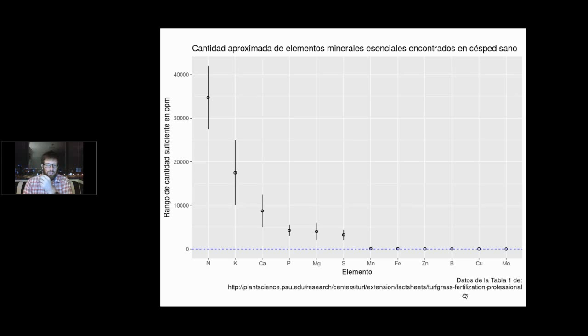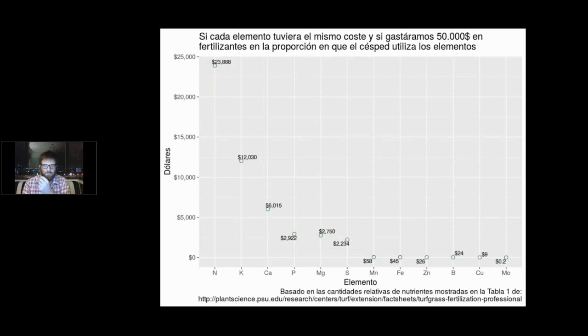Sometimes I think it's difficult to think in terms of parts per million or percent. So I thought of something that everybody's familiar with, which is money. And I said, let's represent these data. Let's say we have a $50,000 fertilizer budget. If we have $50,000 or 50,000 euro that we're going to spend on fertilizer, and if every element costs the same amount of money, then this is how the nutrients are used by the grass. The grass would use almost $24,000 worth of nitrogen. It'd use $12,000 worth of potassium.